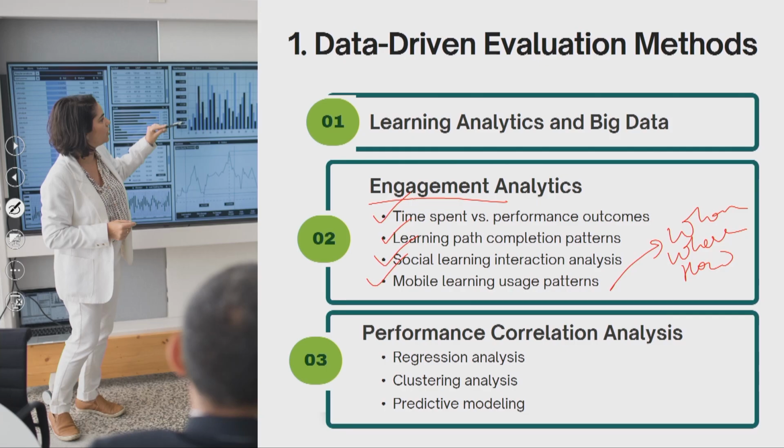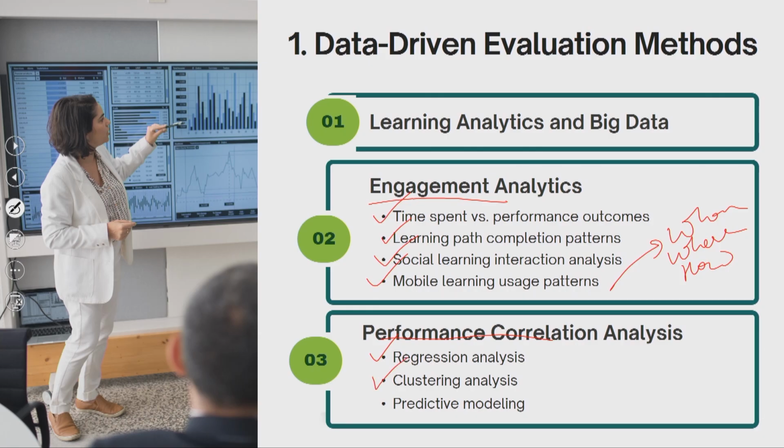Now let's look into the performance correlation analytics. Performance correlation analysis will have different parameters. We'll start with the regression analysis. Most of you might be aware of this. It identifies which specific learning activities are the strongest predictors of workplace performance. For instance, you might find that simulation exercises correlate more strongly with sales success than maybe some traditional presentations. That could be one of the ways in which the regression analysis can be used.